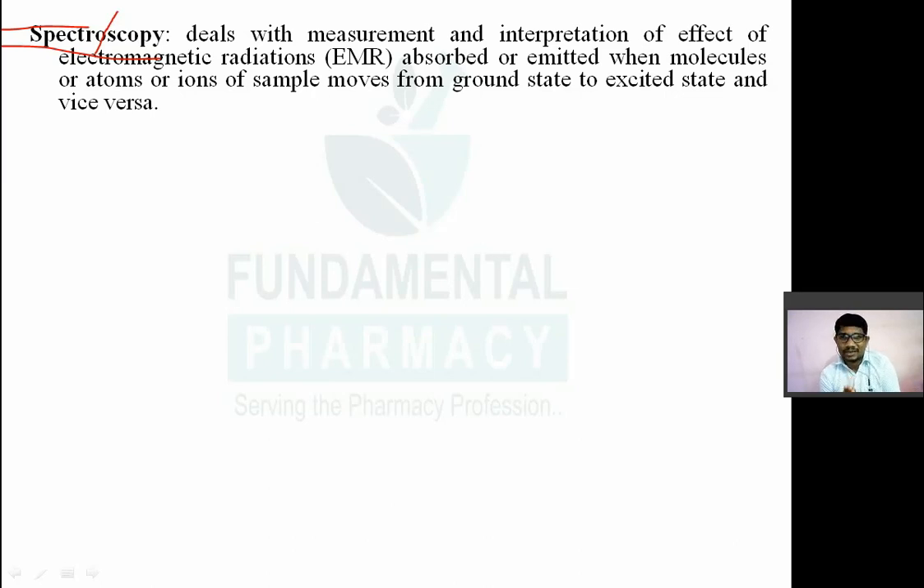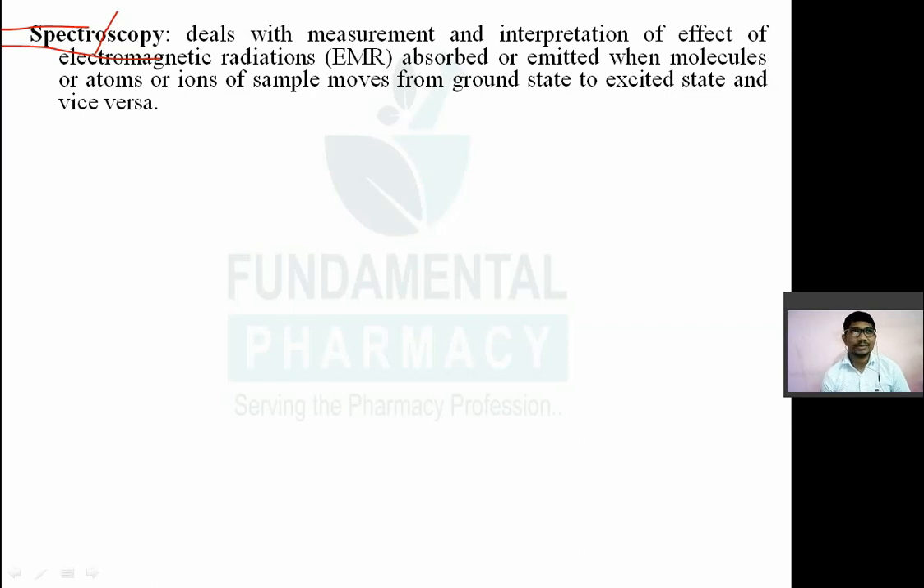For example, the microwave region will be there, then the UV region, where you will have UV radiations. In the microwave region you will have microwave radiations. In the X-ray region you will have X-ray radiations. In the gamma region you will have gamma rays. In the radio frequency region you will have radio frequency waves. In infrared you will have infrared radiations. Like that, in the visible region you will have visible radiations.